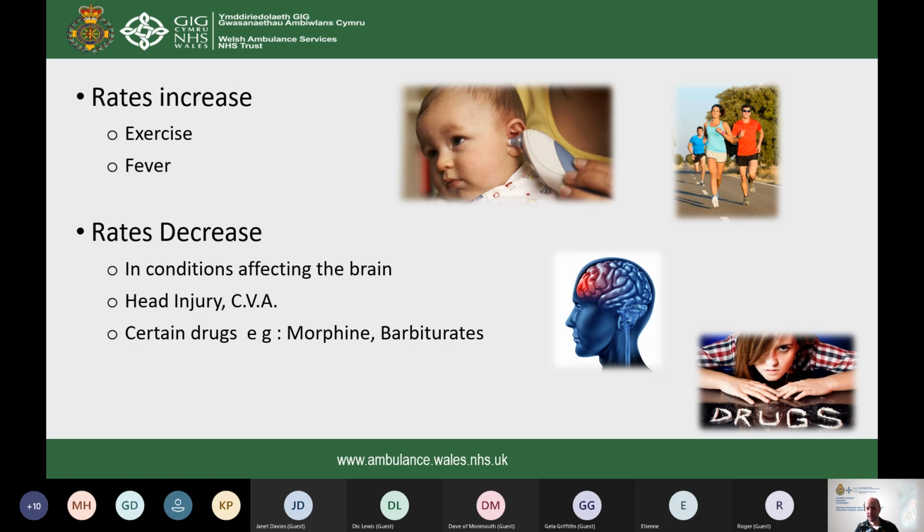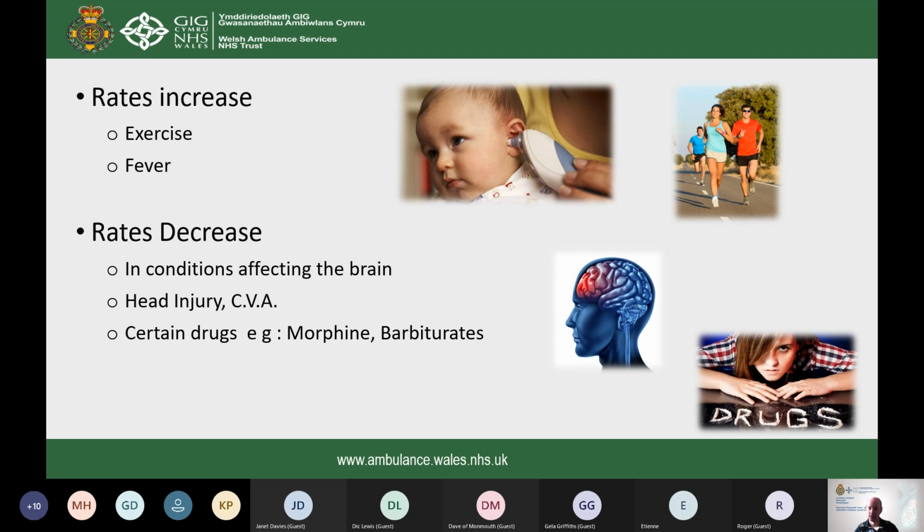Good. How about decreasing then? What would decrease our breathing rate? You go in and someone's got a reduced breathing rate. What could be going on with that patient? Opiates, yeah, drug use. Good. So opiates would be our heroin, our fentanyl. Valium now is being laced with fentanyl. So any sort of illegal drugs.